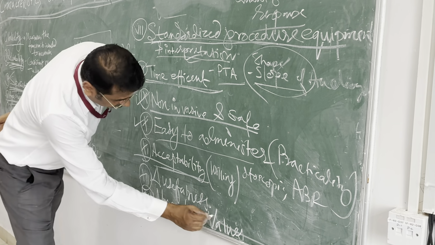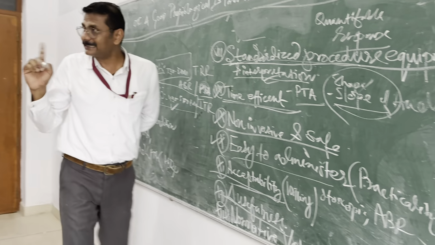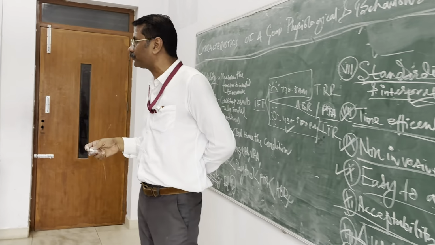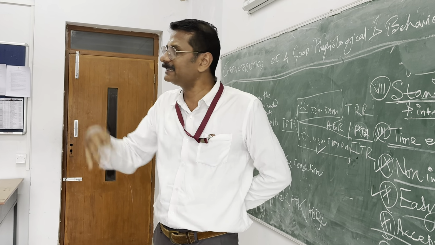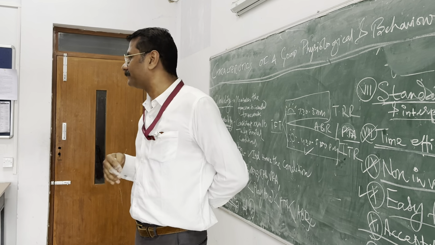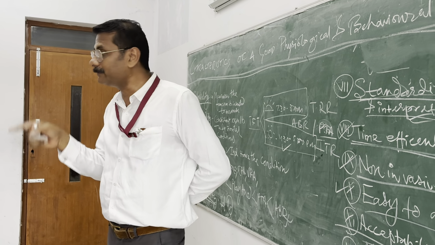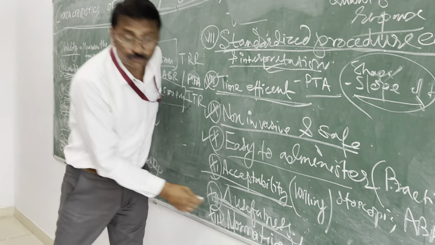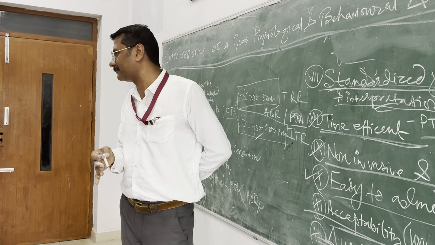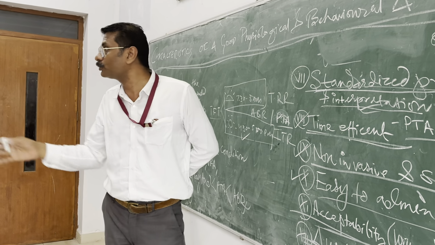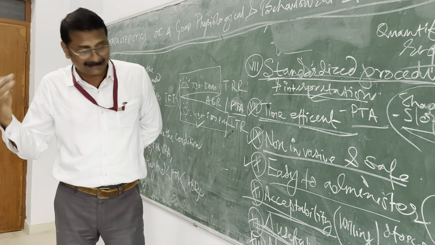Then we have the usefulness, diagnostic usefulness. We have the ASSR also, which predicts the degree of hearing loss. Fine. But it is so vague that it is not much acceptable. Understood? So diagnostic usefulness also should be there. So we'll rely upon the pure tone audiometry more than the ASSR, although both seem to be giving good results, and ASSR is much more updated and technical in nature.